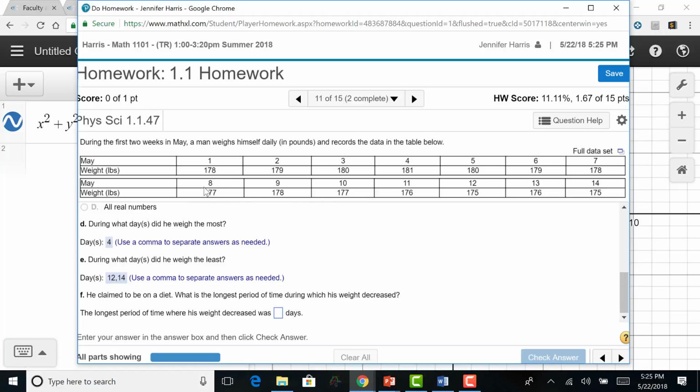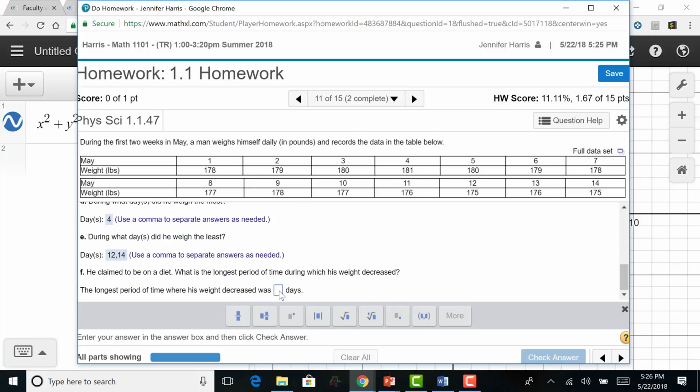Okay, so look at it here. Did he increase? Wait, he went down. All right, so starting from here, I think we count from 5. He went down, starting from 5, down, down, down, then back up. So what day? From day 5 to day 8? Yeah. What's the longest? So that's 5, 6, 7, 8. Is that 4 days?